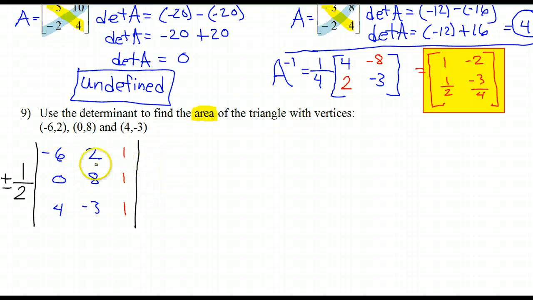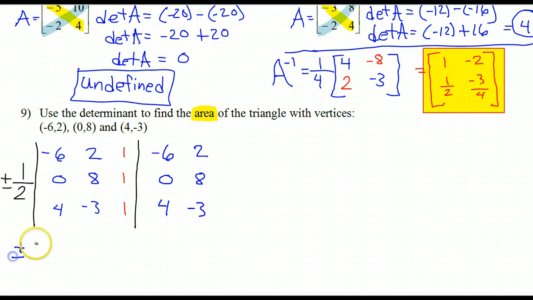So the way you can calculate the determinant of a 3 by 3 matrix is to recopy the first 2 columns. So I'm going to recopy there's my -6, and my 2, and my 0, 8, and my 4, -3. I recopied that. And the point of that is to do the determinant, I can do down diagonals, plural, minus up diagonals. Now, you should keep this plus or minus 1/2 going. So let's keep copying it over and over again. It's part of showing your work. So, plus or minus 1/2 of my down diagonals minus my up diagonals.